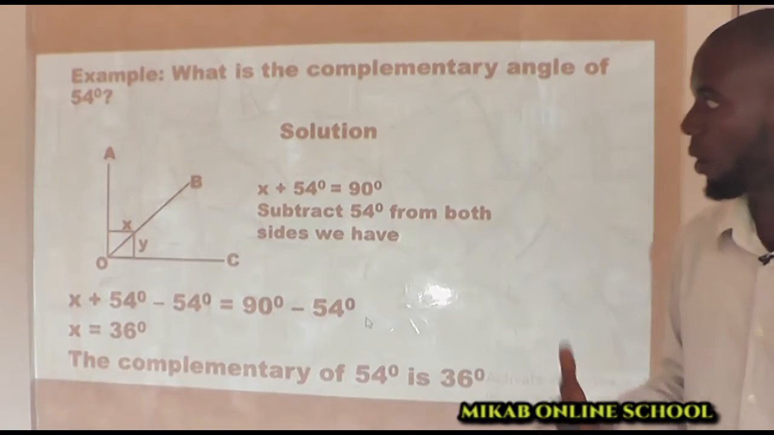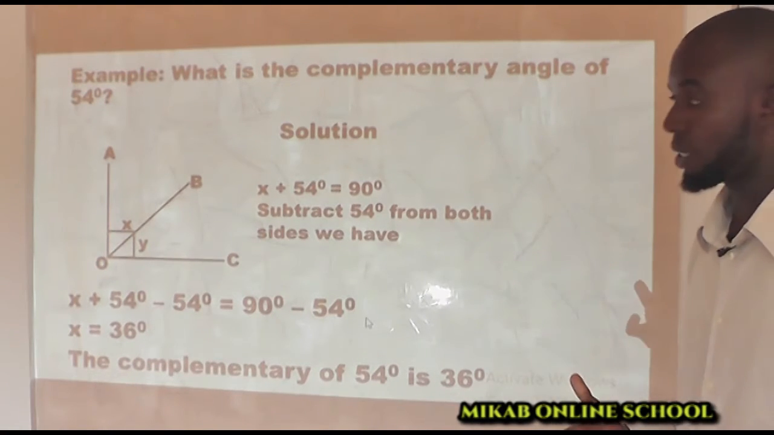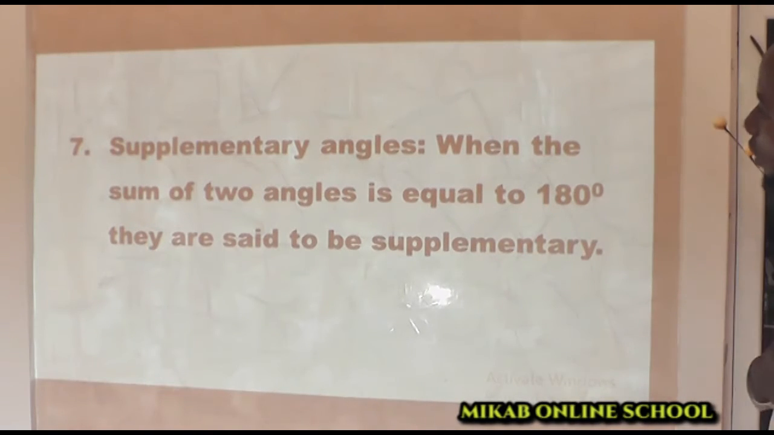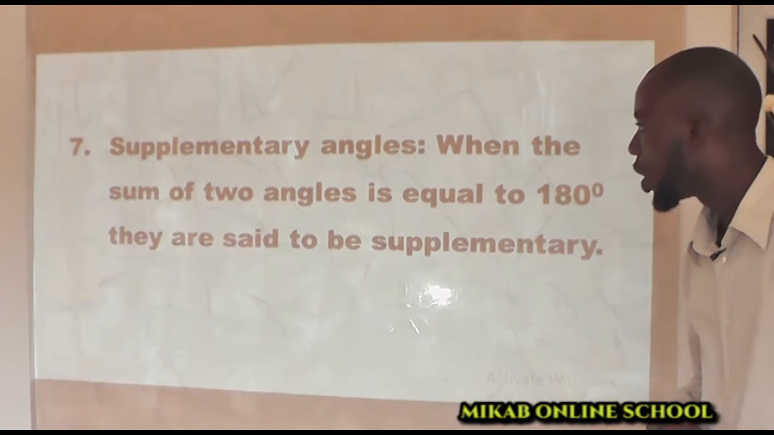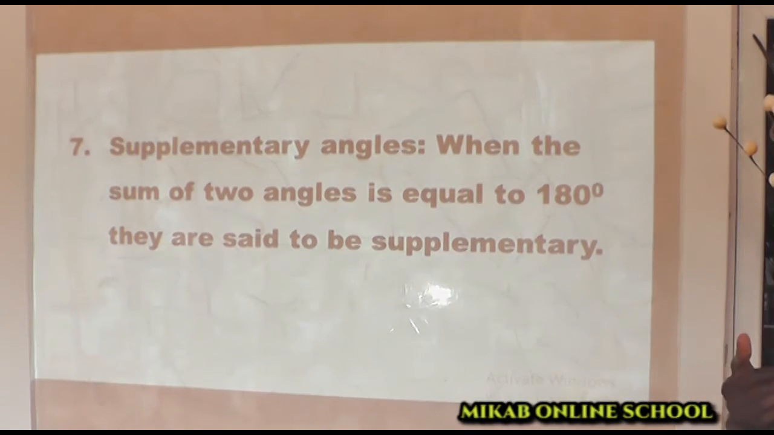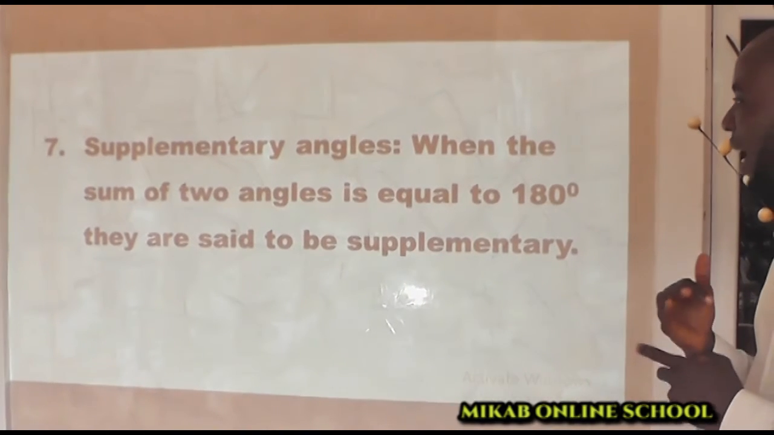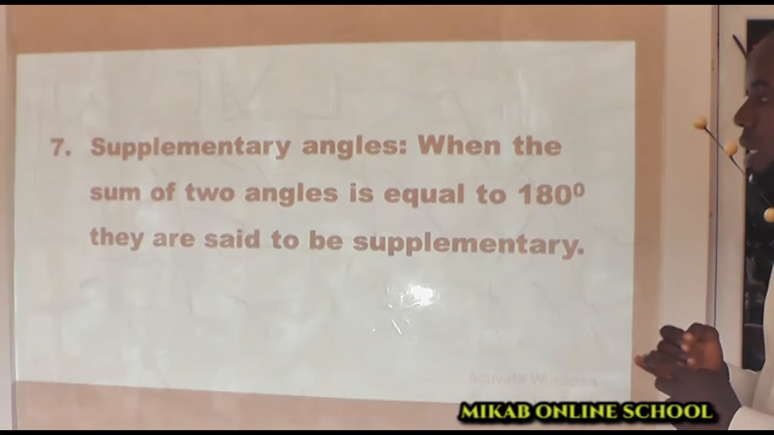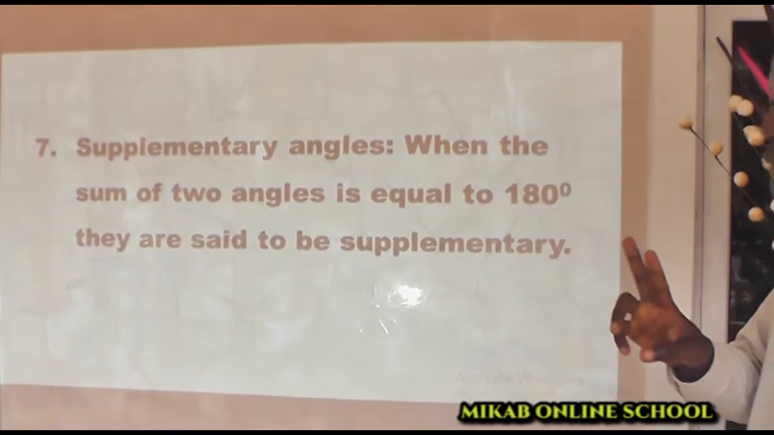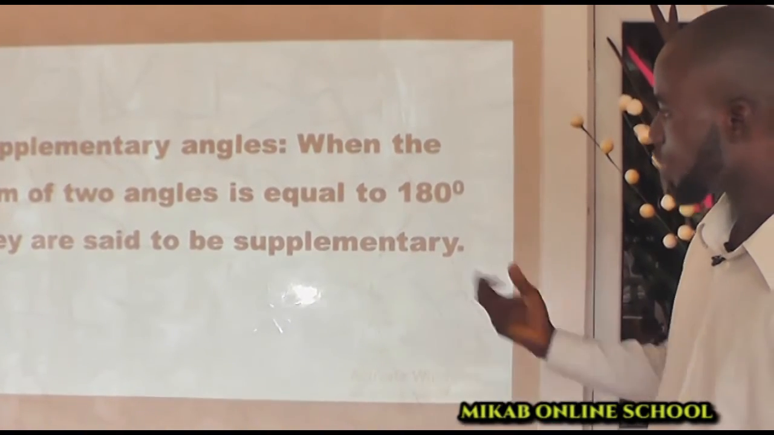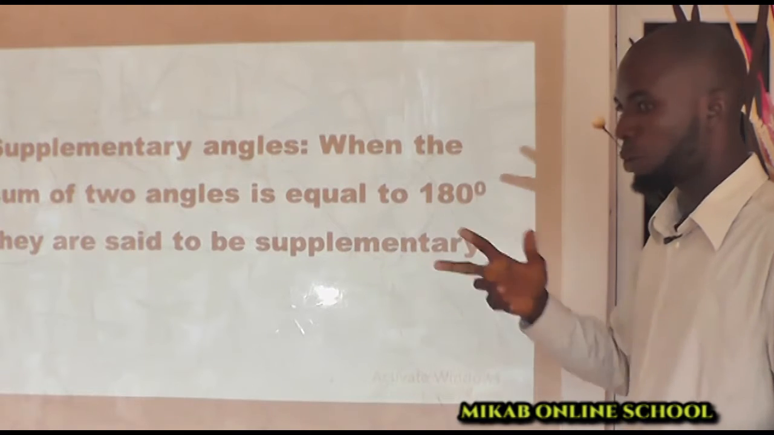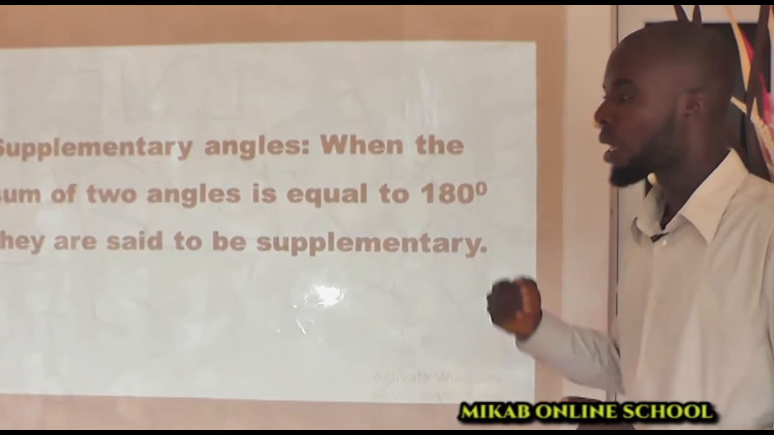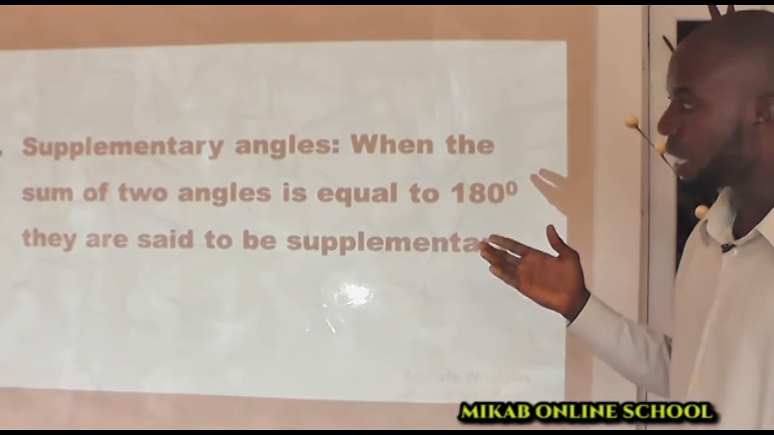And the next name of angles that we are going to look at is supplementary angles. If you are talking about supplementary angles, when the sum of two angles is equal to 180 degrees, they are said to be supplementary. That is, if the summation of two angles is 180 degrees, it means the two angles are said to be supplementary. And we shall look at the next example.